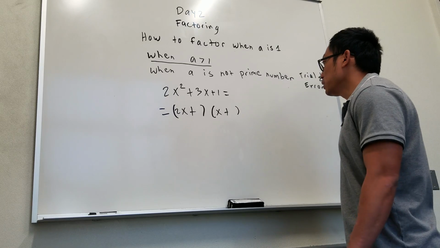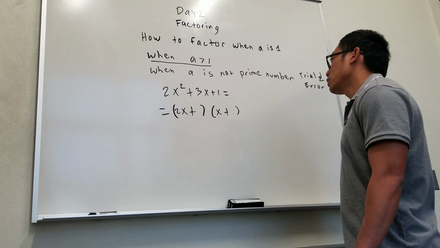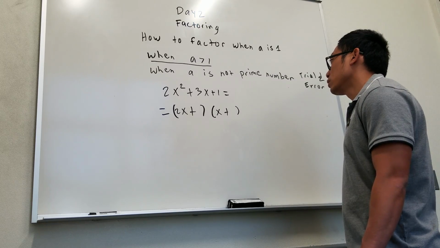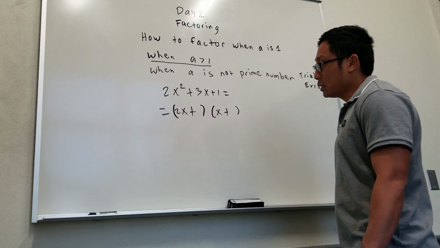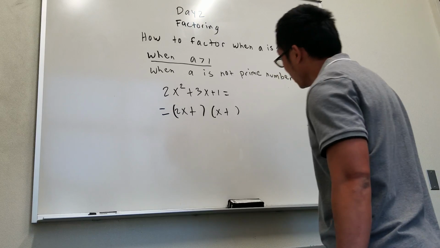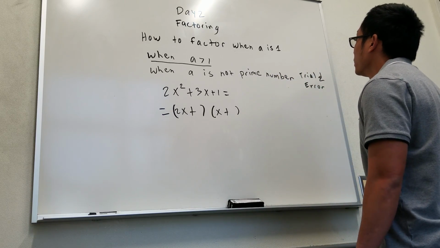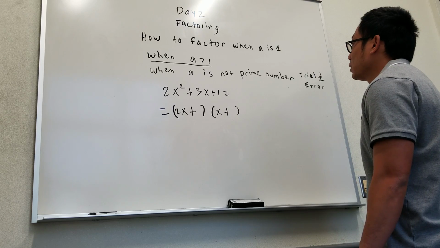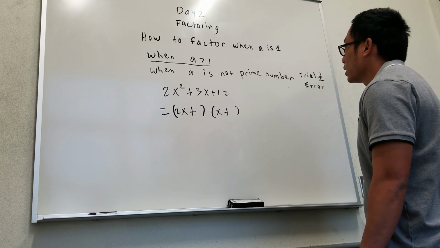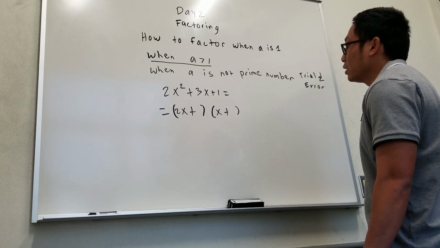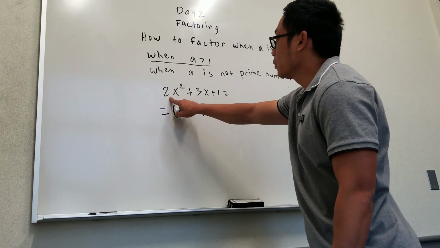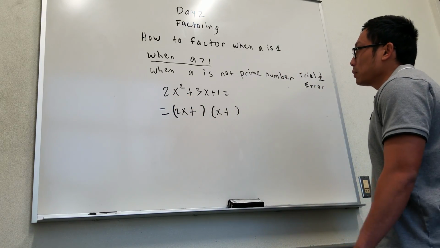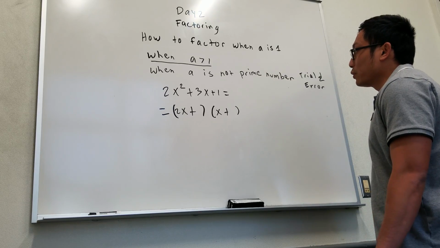So if I multiply 2 times 1, I'm trying to think if the AC method works. 2 times 1 will give me 2. Oh, excuse me, sorry. It's 8. Okay, it's not good. Alright, so something to note is the AC method doesn't work when a is not equal to 1. So that's why I prefer trial and error.